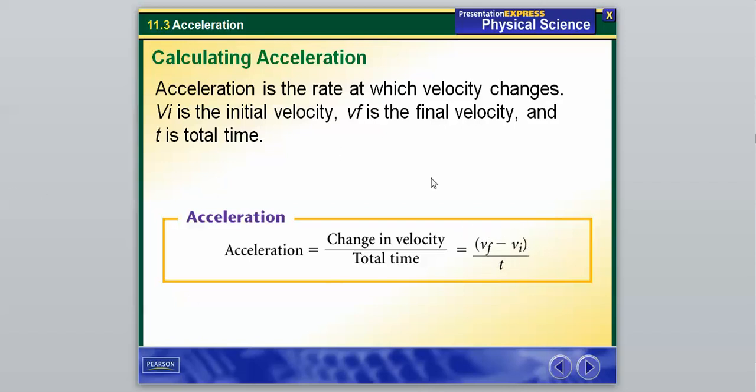We're going to do a problem in a second with this equation, so I would definitely write down this last portion of the equation right here, VF minus VI all over T. This is going to be on your quiz. I'm going to ask you for this equation, so make sure you have that one written down.